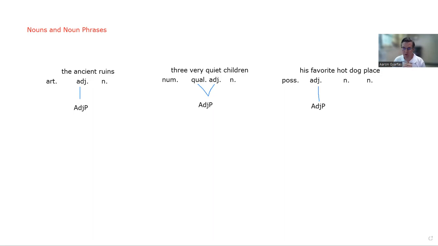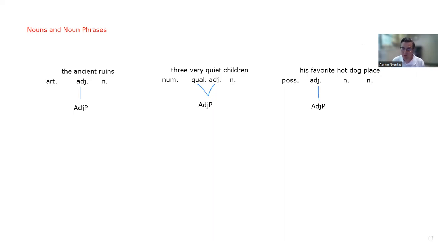In the first example, ancient is an adjective all by itself, making an adjective phrase with a single word. In the second example, though, we have that qualifier. So very quiet comes together and they group into an adjective phrase. And in the last one, again, we only have one adjective. There's no qualifier. There's no other adjective there. It's just favorite all by his lonesome.